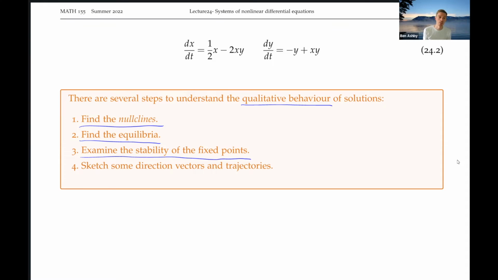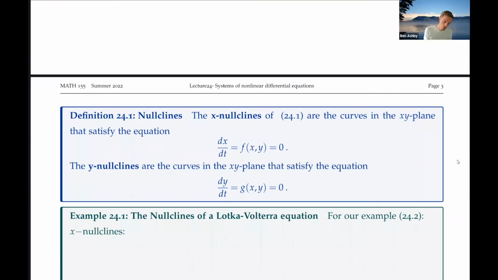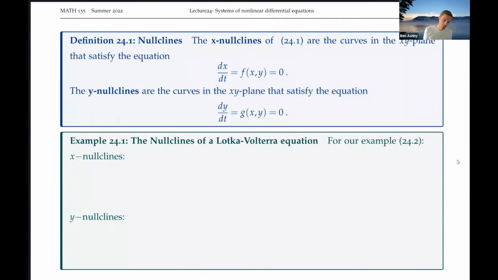We'll talk about that a bit later on. And then we can also, if we've got our phase plane, sketch on some direction vectors and trajectories, just like we did with our linear systems. So just to recap, our nullclines are just where our dx/dt or our dy/dt equation is equal to 0. If we have x on our horizontal axis, then on the dx/dt nullcline we are moving up or down. And if y is on our vertical axis, then on the dy/dt equals 0 nullcline we are moving left or right.